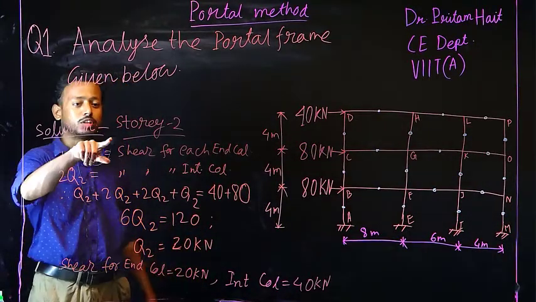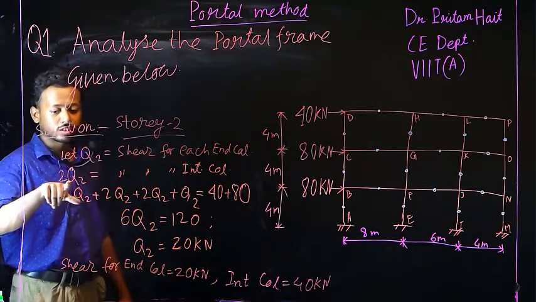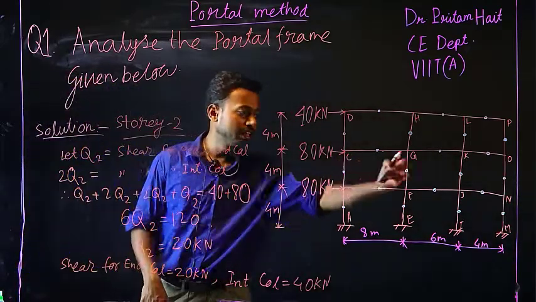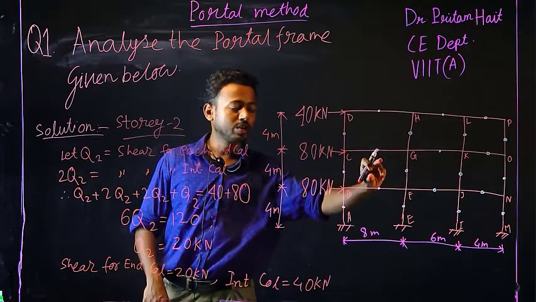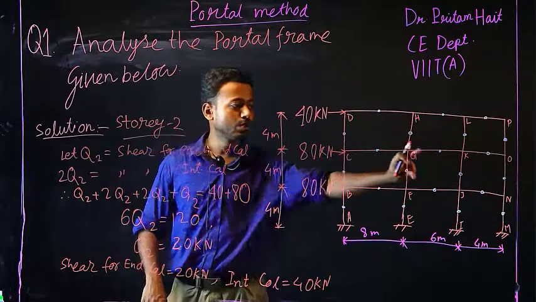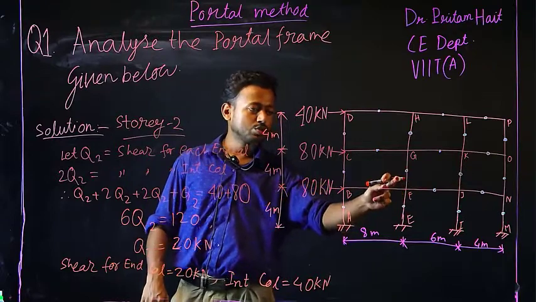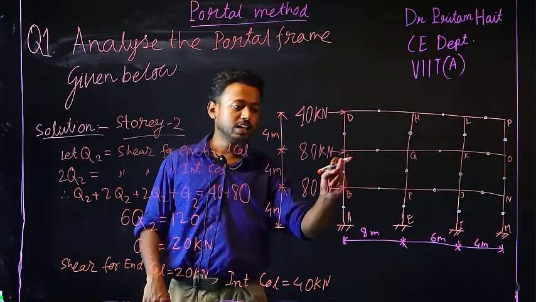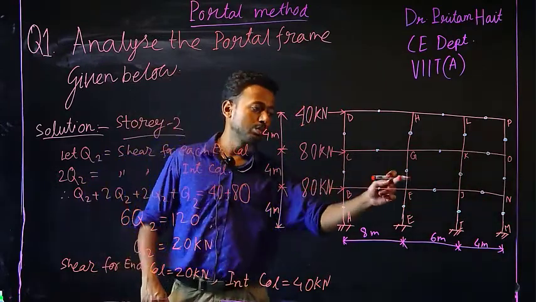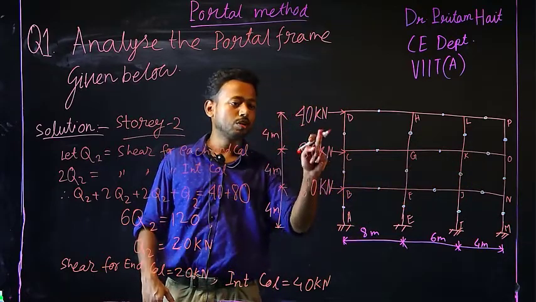So here we come to the second story. Let Q2 be the shear for each end column and 2Q2 the shear for each intermediate column. I am talking about the second floor. In this floor you have to calculate the shear force in the columns, right? If you consider this story, the intermediate columns are subjected to 2Q2 shear force and the end columns are subjected to Q2 shear force. So Q2 plus 2Q2 plus 2Q2 plus Q2 will be equal to 40 plus 80.